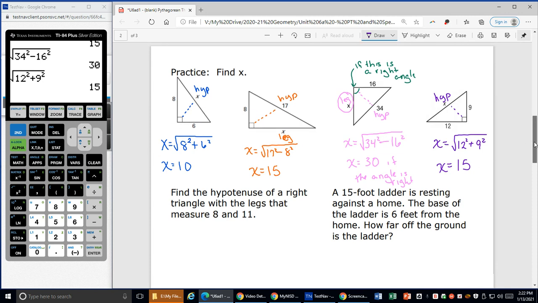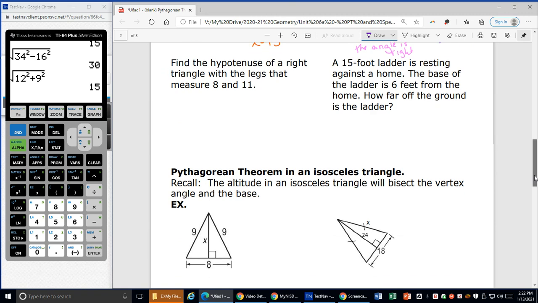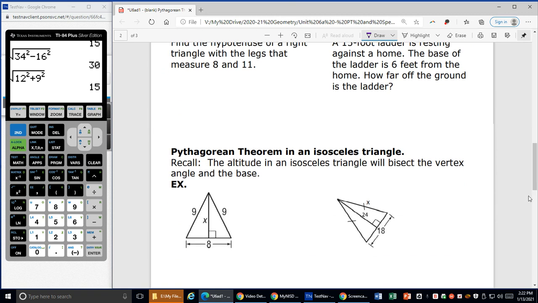All right, let's go ahead and stop there, and when we come back, we will look at these two word problems, and then we're also going to look at how the Pythagorean theorem can be applied in an isosceles triangle.